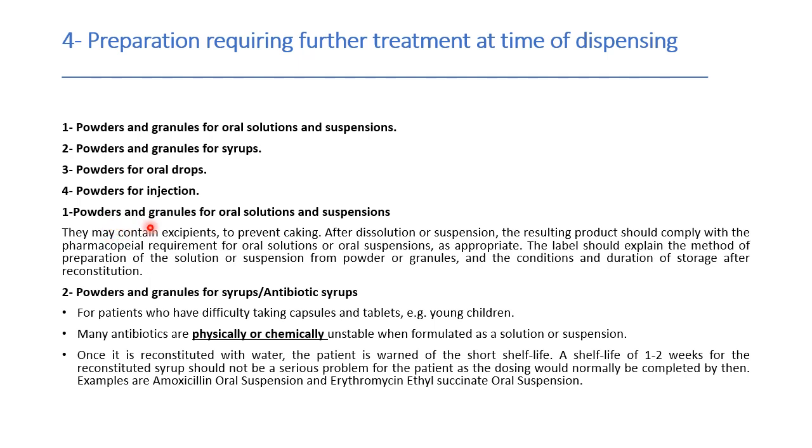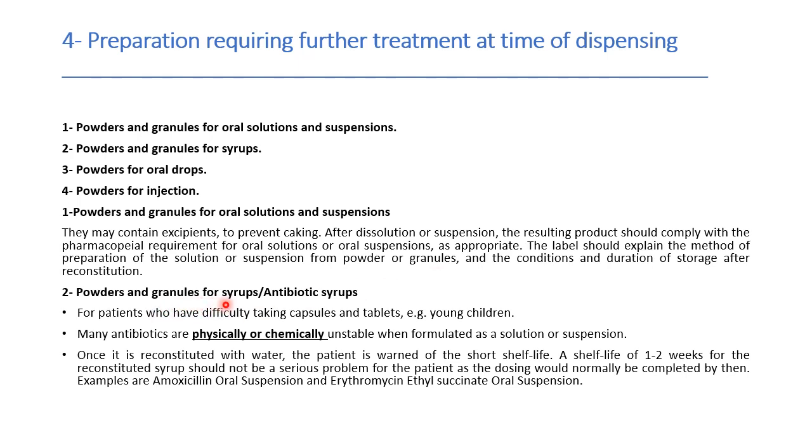Powders and granules for oral solutions and suspensions may contain an excipient. This additive will prevent caking. After dissolving or suspending, the resulting product should comply with the pharmacopoeial requirements for oral solutions or suspensions. This product should contain a label, and this label should explain the method of preparation, the conditions of storage, and the duration of storage after reconstitution.